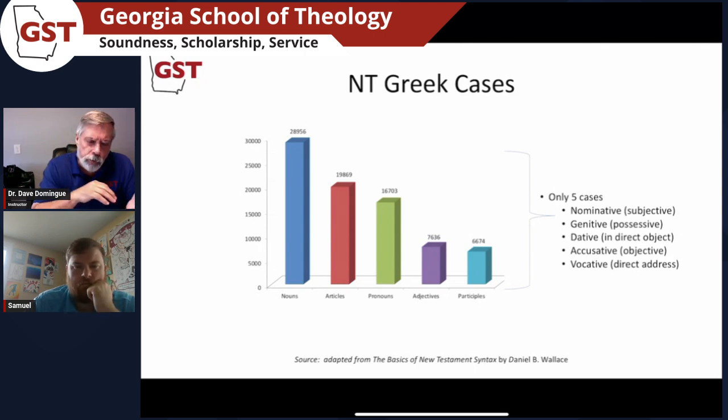Okay. In English, we only have 3 cases: the subjective, objective, and possessive. So the possessive aligns with the Greek genitive. Subjective aligns with the Greek nominative. The objective would align with the Greek accusative and the Greek dative, because in English the objective includes the object and the indirect object. So there are 3 cases in English, while in Greek there's a lot more specificity with the 5 different cases. Okay, so that gives you a little bit of a picture there. We looked at that last week.